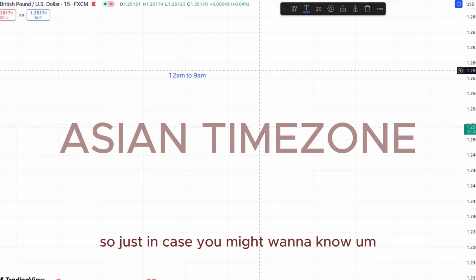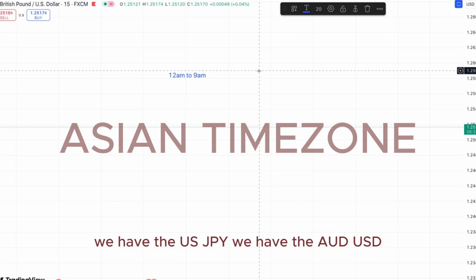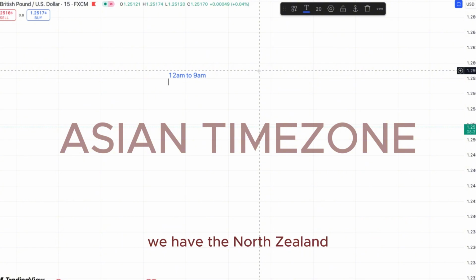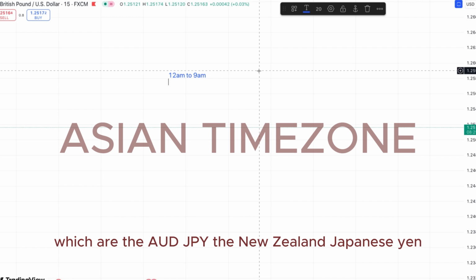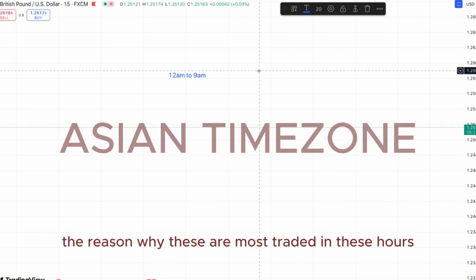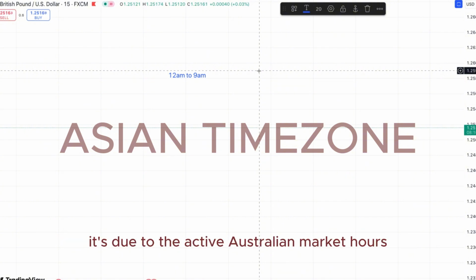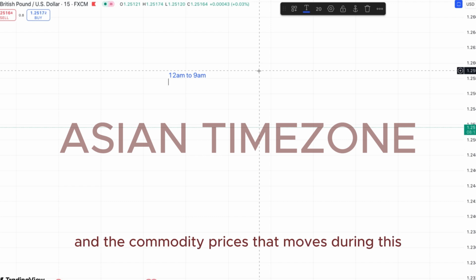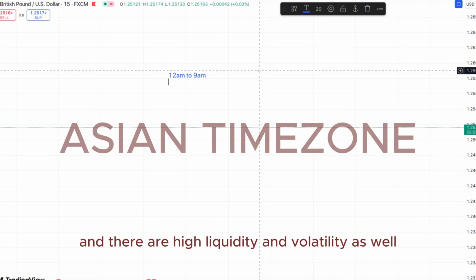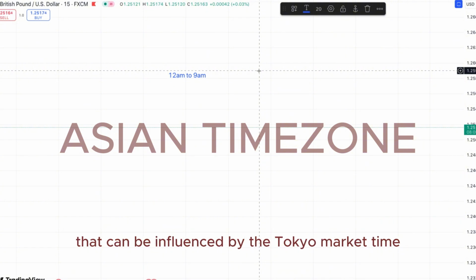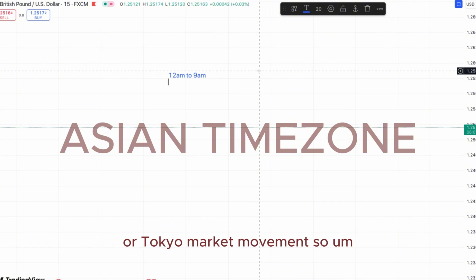So just in case you might want to know the major pairs that are traded in this period, we have the USDJPY, the AUDUSD, the New Zealand currency versus the United States dollar, and we also have some cross pairs which are the AUDJPY, the New Zealand Japanese yen, the Euro JPY. Now, the reason why these are most traded in these hours is because of the active Australian market hours and the commodity prices that move during this trading time, and there are high liquidity and volatility as well that can be influenced by the Tokyo market movement.